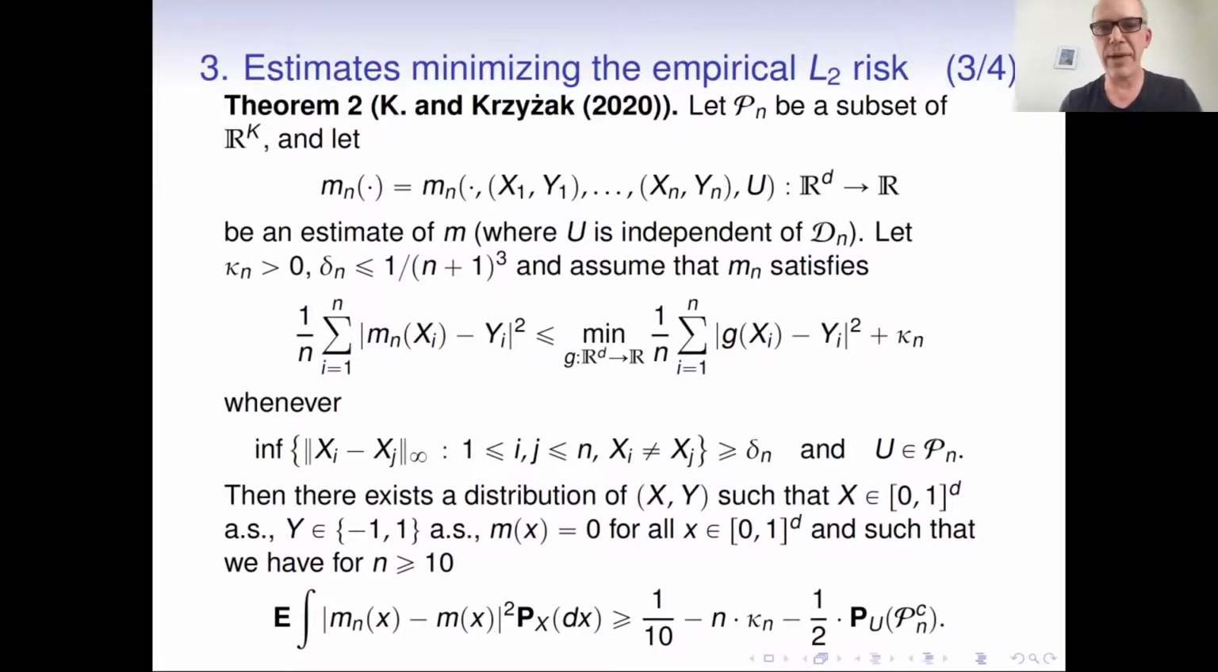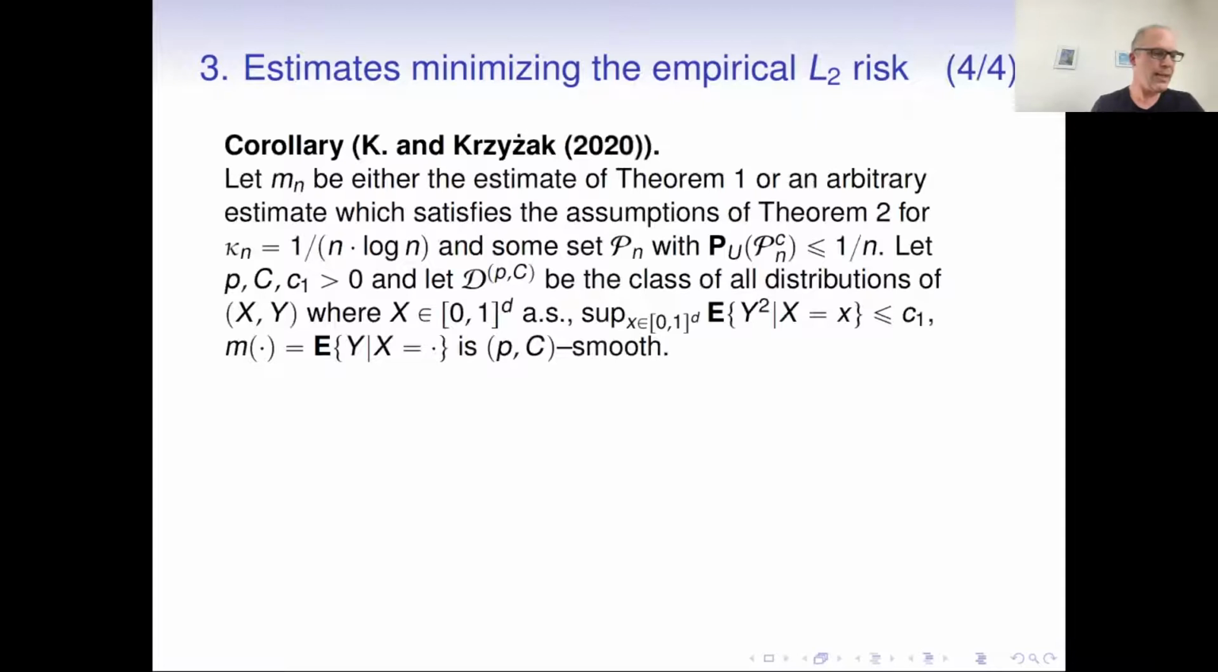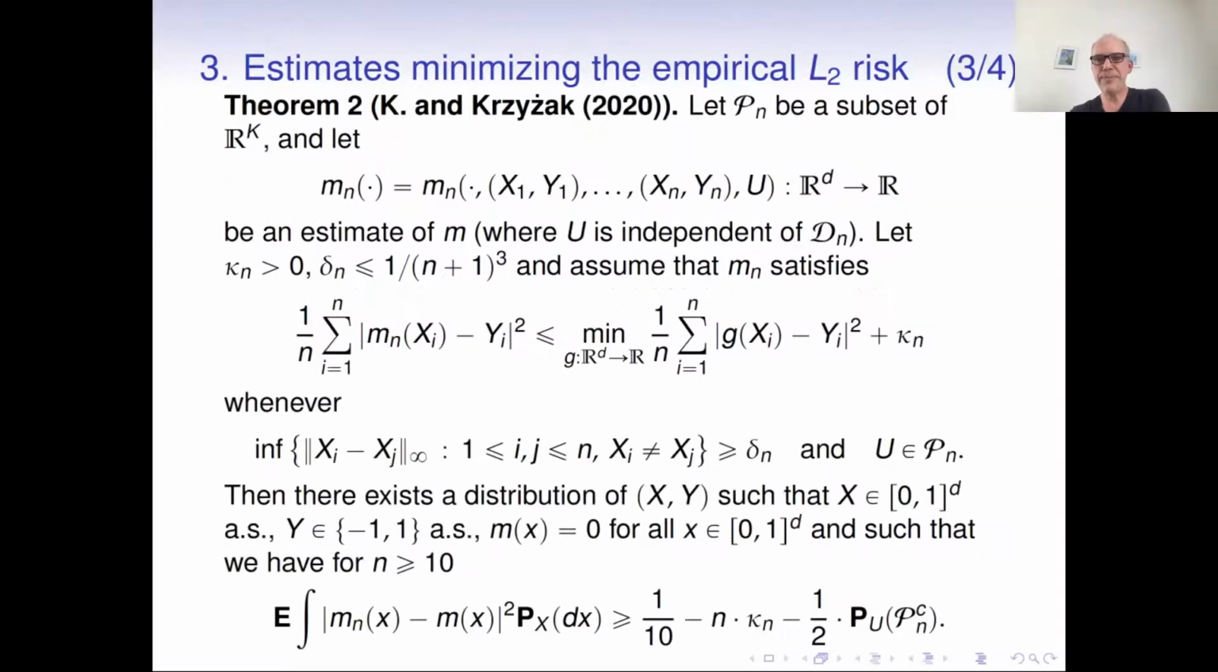Okay, what does this imply? Here's a corollary. A question: does this hold for every m or some m? This theorem? No, this holds for every estimate m_n, but there exists a distribution with all these properties. So the m is fixed. The conclusion is this is an existence theorem.